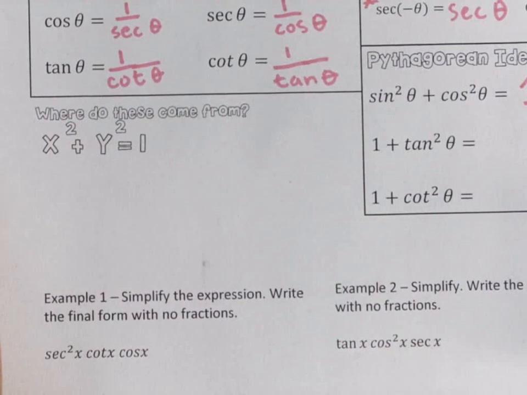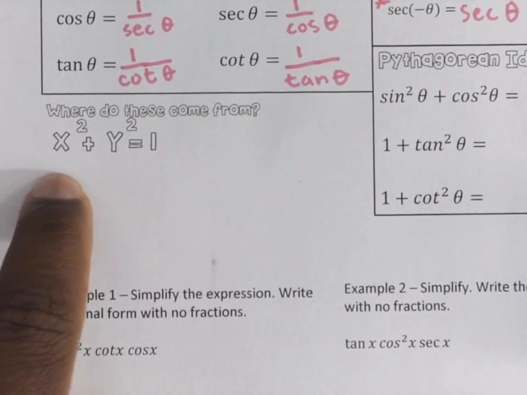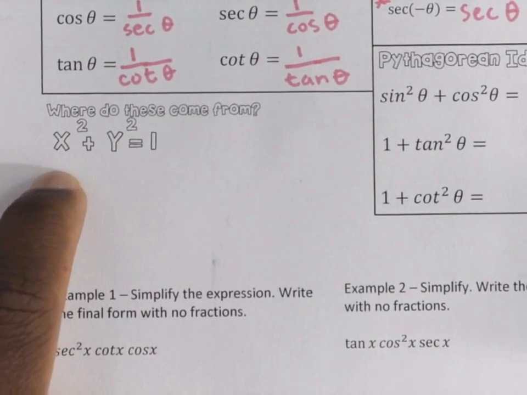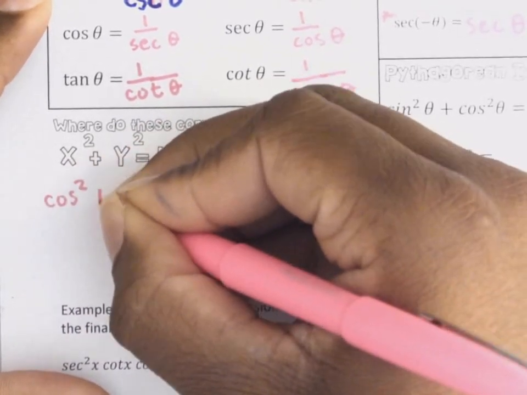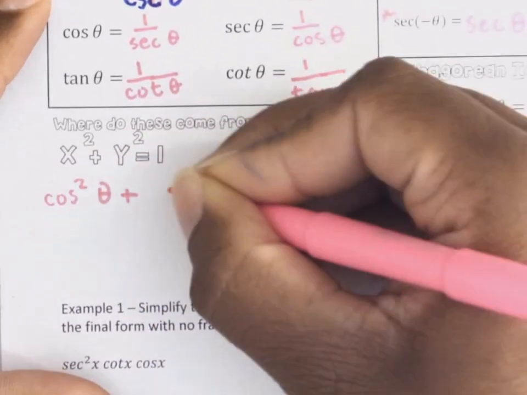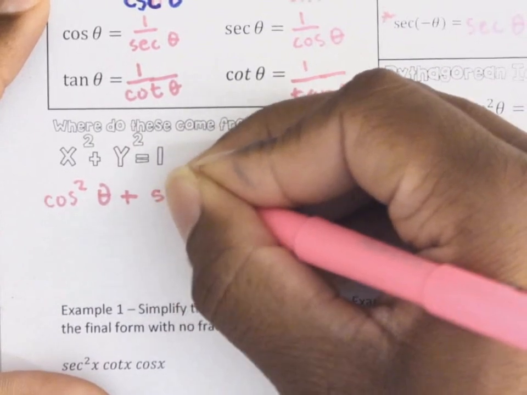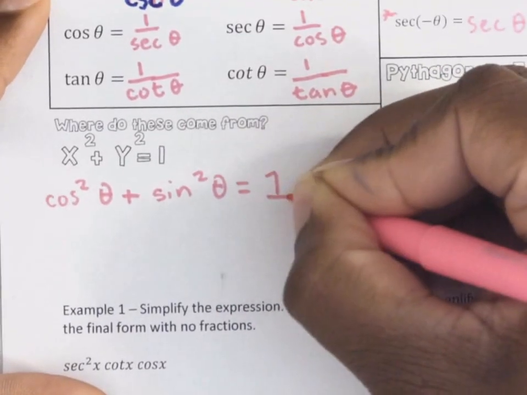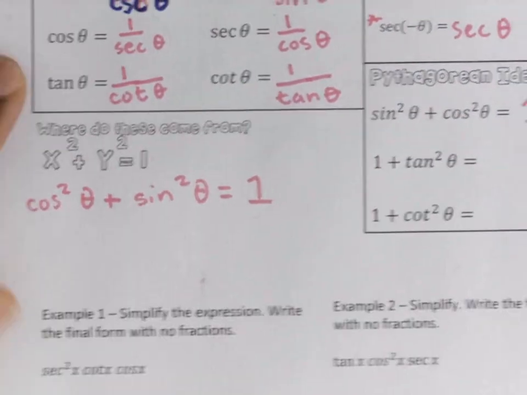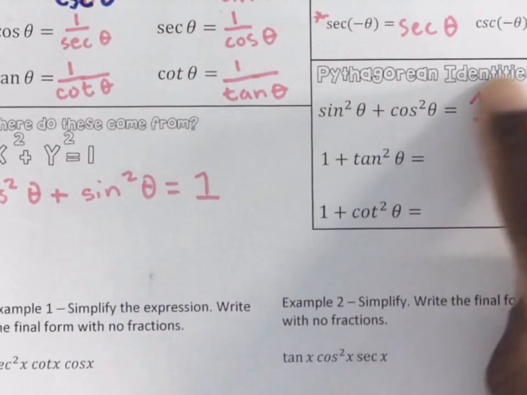So we said x is associated with cosine. So I could write this as cosine squared of some angle plus, what's y? Sine. Sine squared of the same angle. This will come out to equal 1 on the unit circle. So this is where these Pythagorean identities come from.